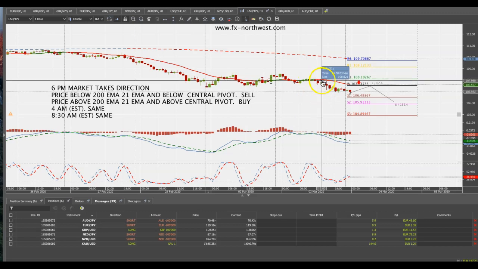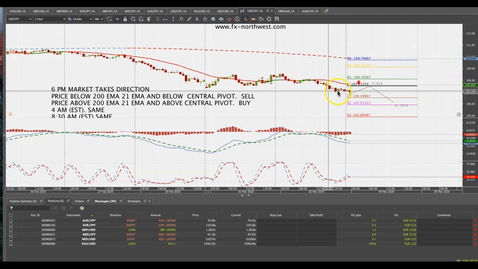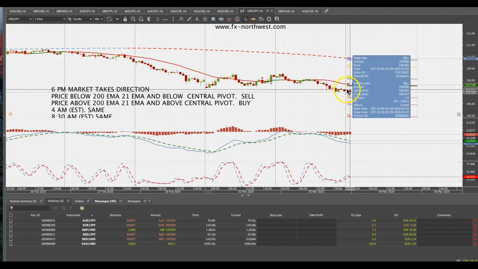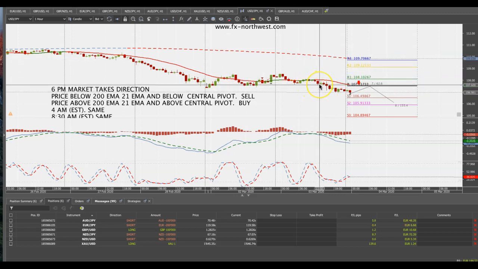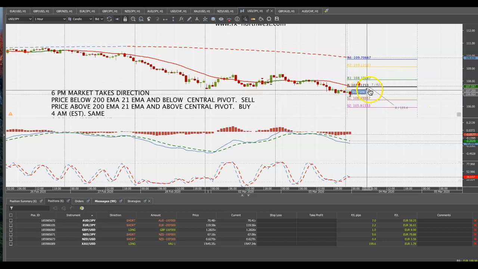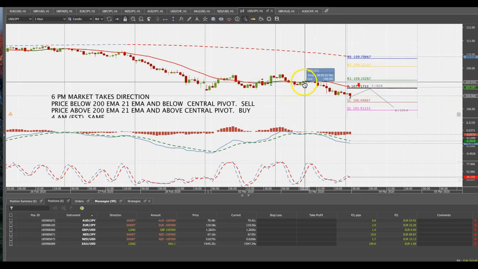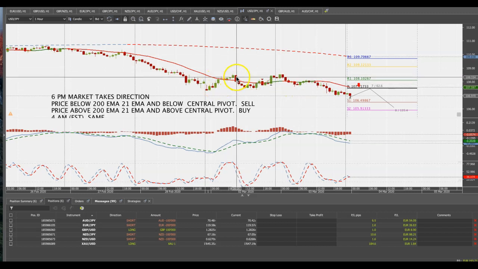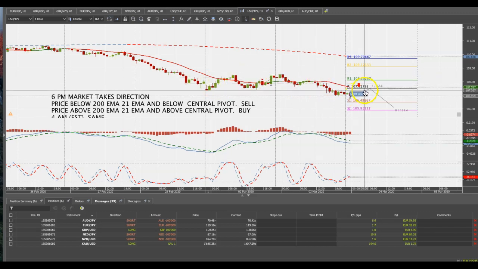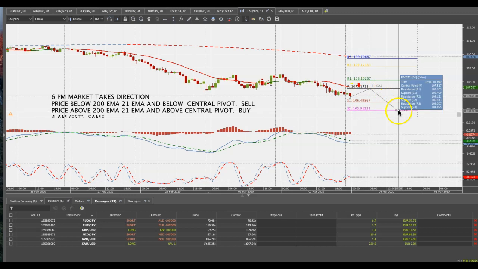I look at the 21 moving average line and also the central pivot point. If price is below all three, then market should sell off. Okay, market should resume its downtrend. And most likely there will be a retracement. Right now it's the Asian session, so before the European session, we may see a retracement. Just like here there was a retracement and here there was a retracement. So we may see a retracement before the market comes back down.